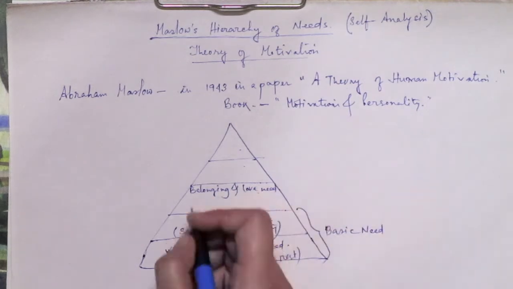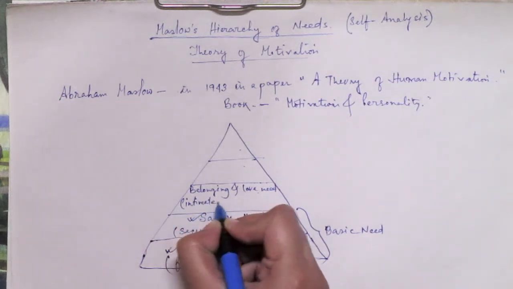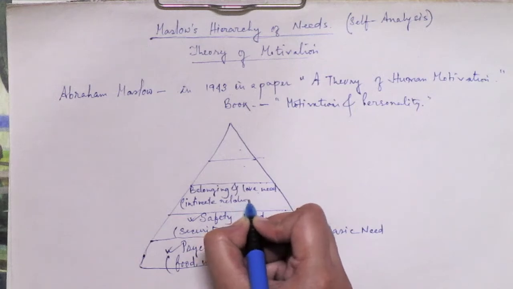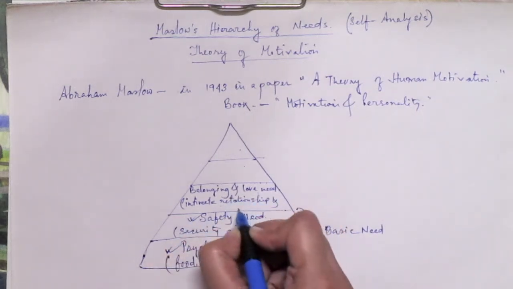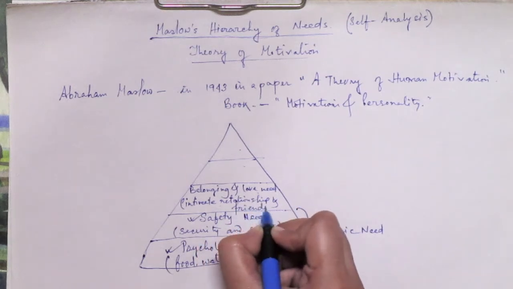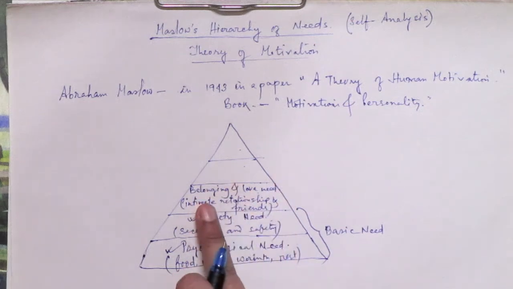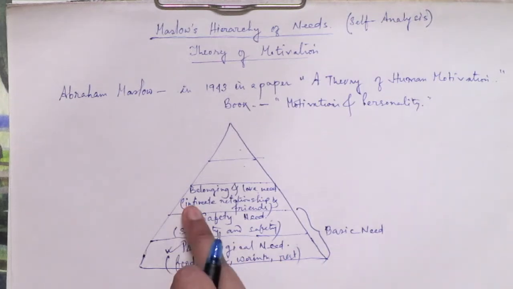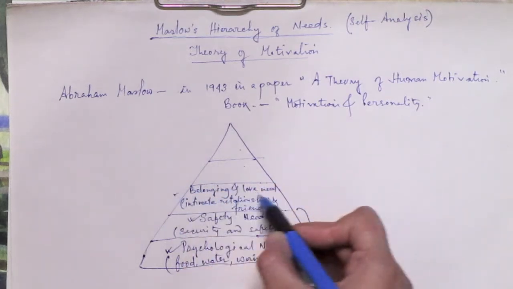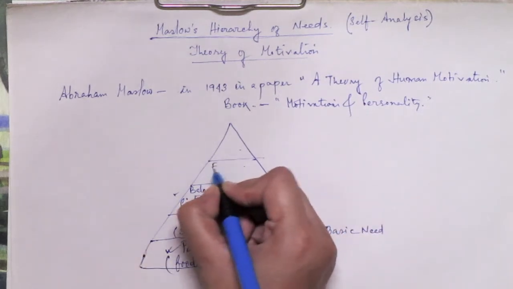What are they? Intimate relationships and friends. Belonging and love needs generally we get from our intimate, close relationships and from our friends. And after someone fulfills this belonging and love need, he goes to the next level, which is called esteem need.